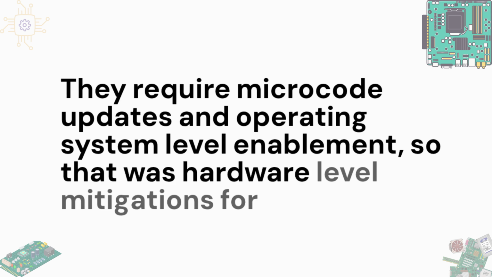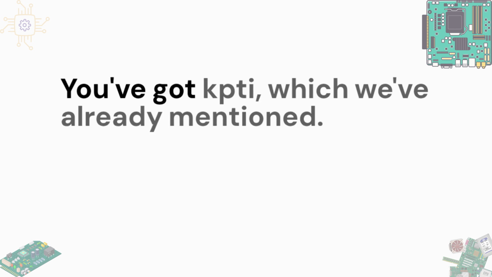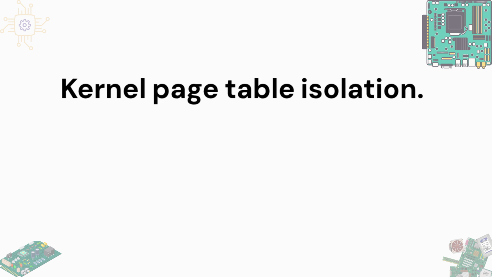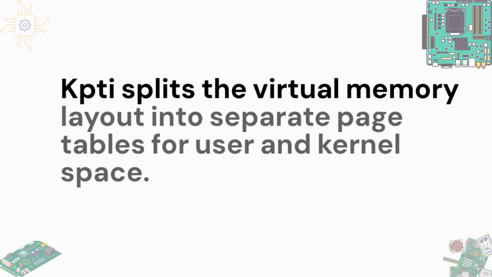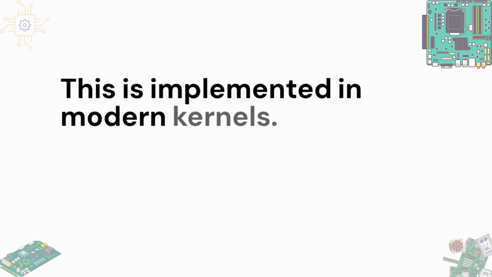So that was hardware level mitigations for these exploits that out-of-order execution enables. To briefly touch on operating system level mitigations, you've got KPTI, which we've already mentioned, kernel page table isolation. KPTI splits the virtual memory layout into separate page tables for user and kernel space. When in user mode, kernel memory is unmapped, preventing speculative access to kernel addresses. This is implemented in modern kernels.